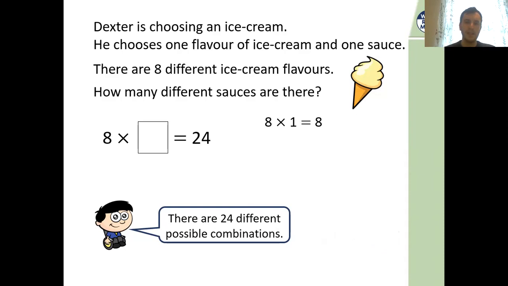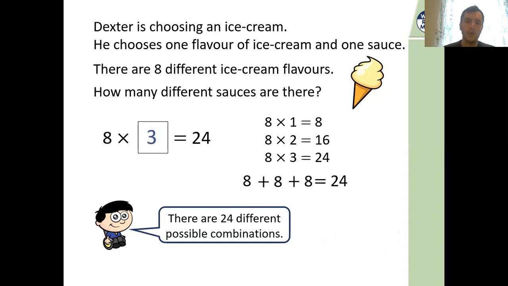8 times 1 is 8. 8 times 2 is 16. 8 times 3 is 24. So 8 plus 8 plus 8 equals 24, or 8 times 3 equals 24, which means there should have been 3 different sauces available for that ice cream. Well done if you got that question. That problem was a little bit in reverse, and we had to think a bit differently about it.